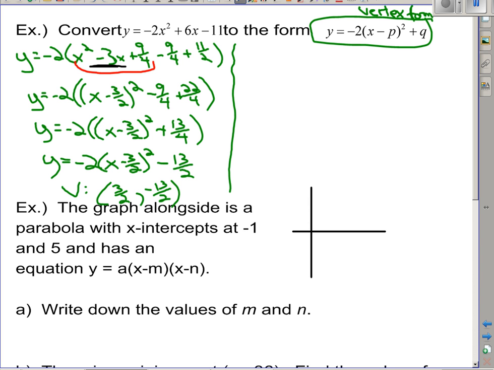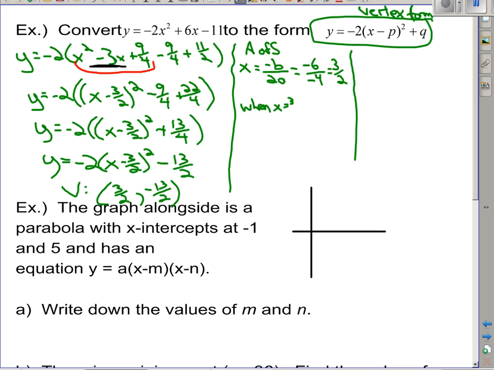Alternately, you could find the axis of symmetry, which is going to be x equals -b over 2a, which for us would be -6 over 2 times negative 2, or negative 4, gives us 3/2. So right here we found the x-coordinate of the vertex.